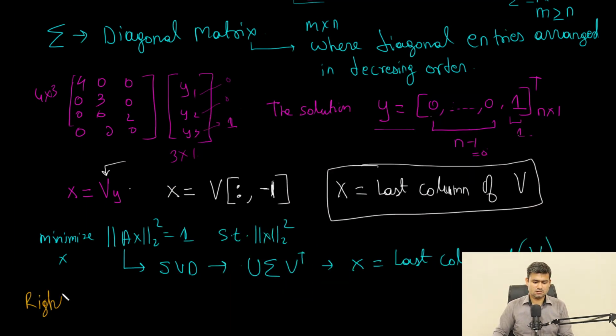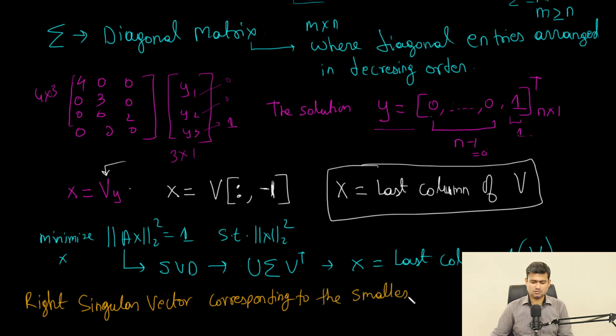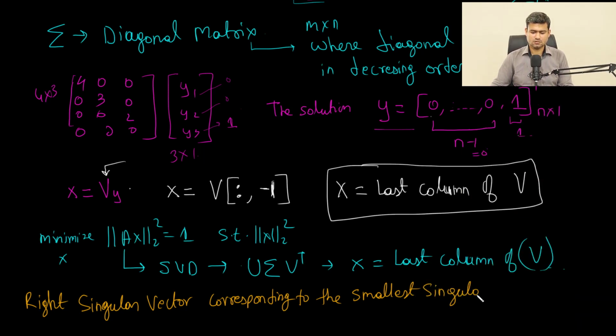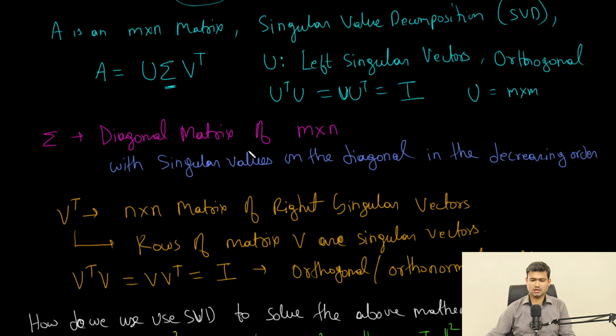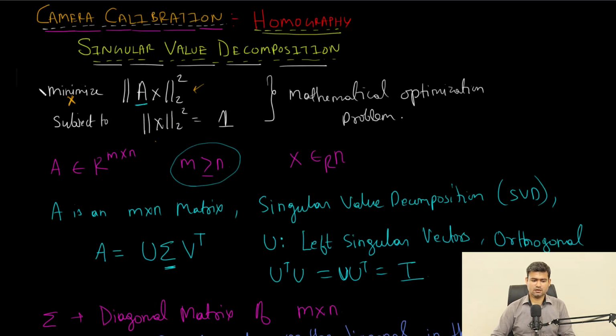the right singular vector corresponding to the smallest singular value of matrix A, which is obtained by the singular value decomposition of matrix A. So, this concludes the solution of the following mathematical optimization problem using singular value decomposition.